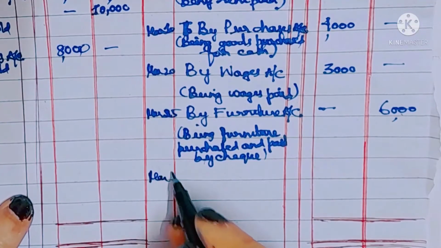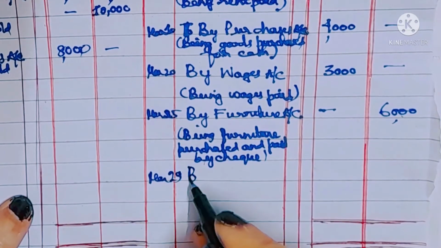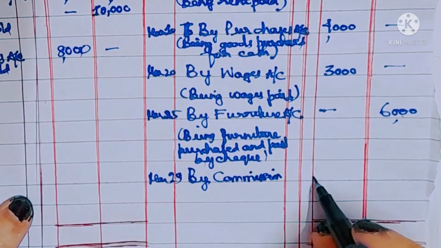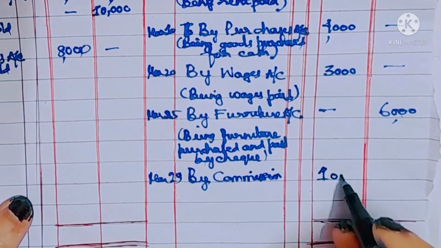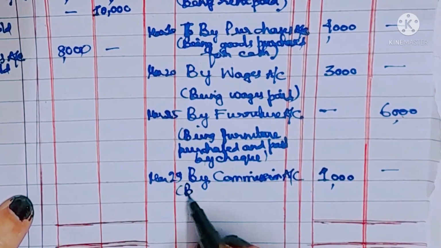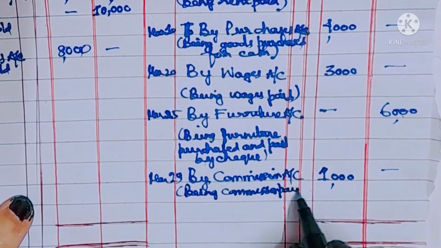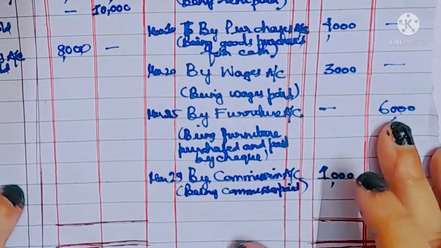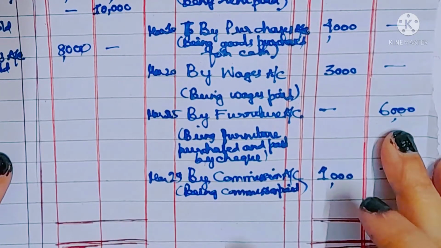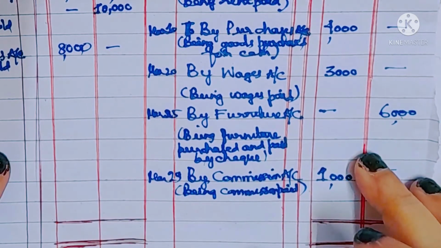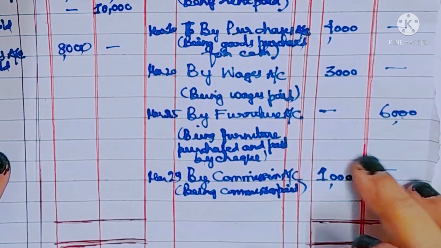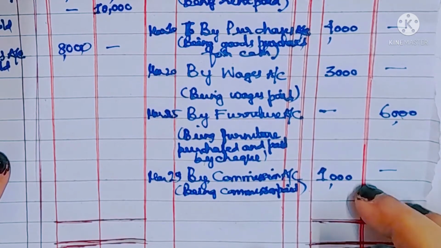On 29th March, by commission account, commission paid in cash 1,000 in the cash column, being commission paid. Okay, and moreover, the cash column represents the cash account. The cash account comes under real account. According to the real account, what goes out is credit. Here, when commission is paid, cash goes out from the business. So 1,000 will be credited.